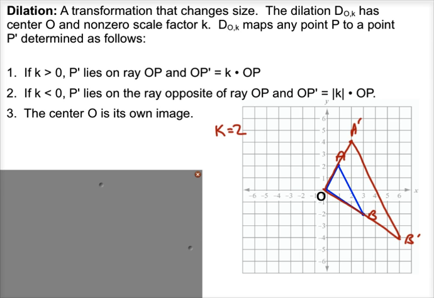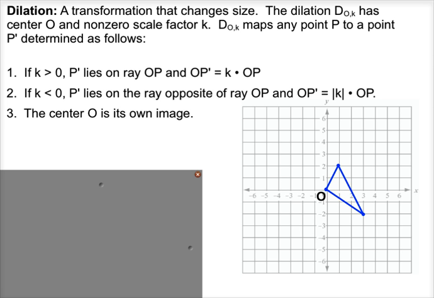So if the K value is bigger than 1, it just makes the object bigger that many times. And if K was 3, it would make it 3 times as big. If K was 4, it would make it 4 times as big. So there's what's happening when K is bigger than 1. Okay. Now let's look at the second part up here.